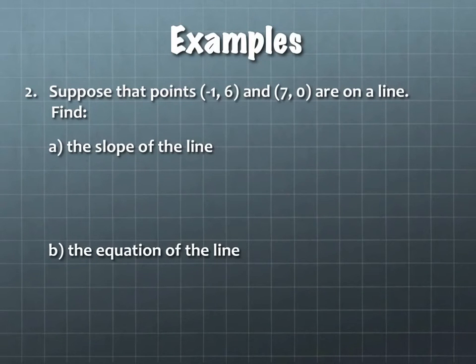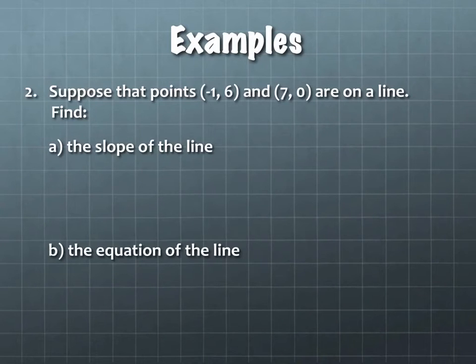This one actually has 2 points given to us. Suppose that the points negative 1, 6 and 7, 0 are on a line. Now, if I want to find the line, I would need to find the slope whether or not parts A and B were written this way. I would still have to do the same steps, okay? I broke it apart because I want you to realize that finding part B really means there's a hidden part A in it as well, which is finding slope. So we're going to find slope.